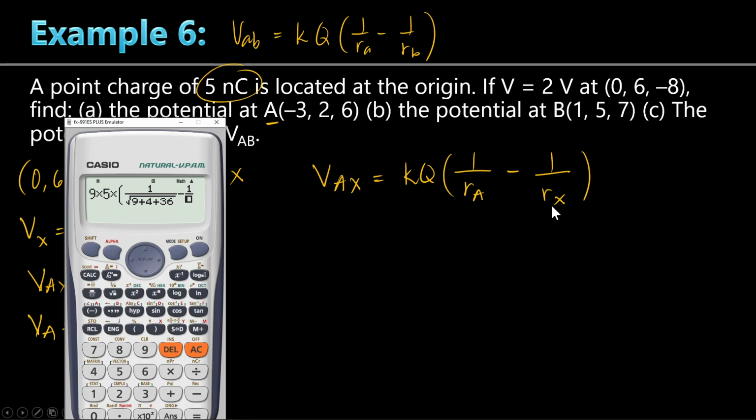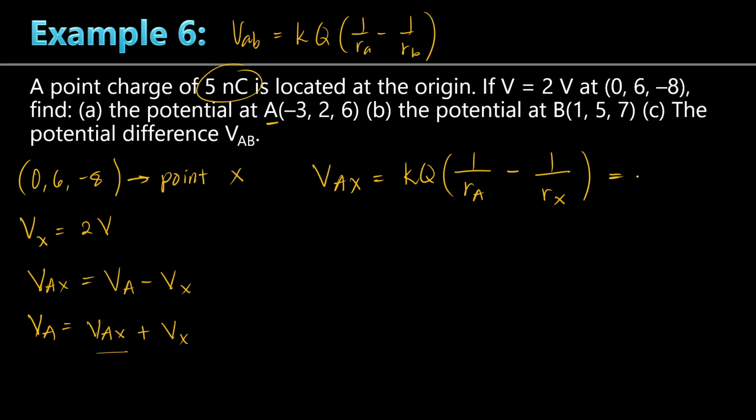RX is the distance of point X from the origin. Where is point X? This is our point X, right? So that's the square root of 0 minus 0, 0. Yun na lang, 6 minus 0, yung origin, 36. Plus negative 8 squared is 64. Close parenthesis equals, ang sagot, we have 1.93. Ayan. VAX is 1.93 volts.